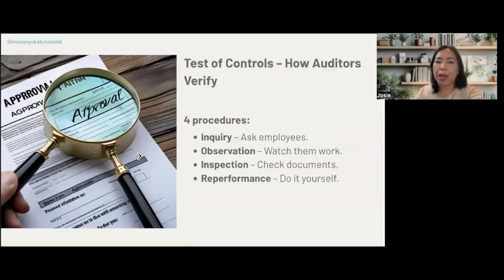So test of controls, how auditors verify. Testing of controls is like a science experiment. Auditors might observe if cashiers count cash in the control activity, or auditors can reperform a bank reconciliation. All right. So there are 4 procedures: inquiry, you ask the employees; observation, for example, you have to watch them work; inspection, you have to check the documents now.